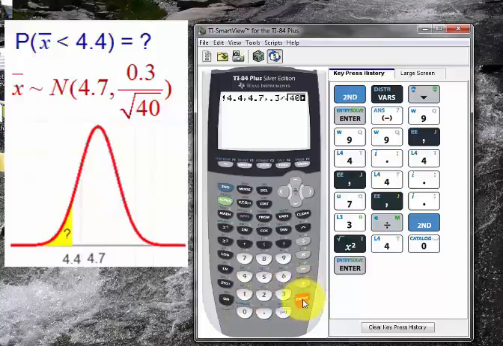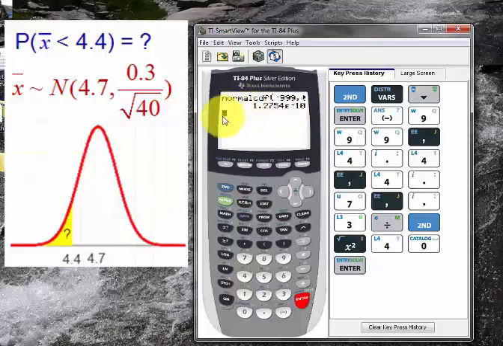And I hit enter. Notice we get 1.2754 e negative 10. That does not mean the probability is about 1.3. Don't even go there. Probabilities are never bigger than 1. So if you thought that, that means you didn't look at the e negative 10. That means move the decimal over 10 places.